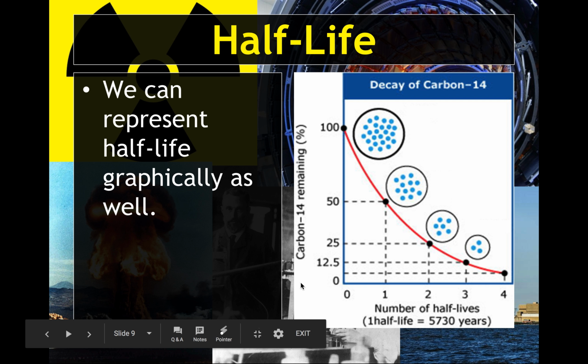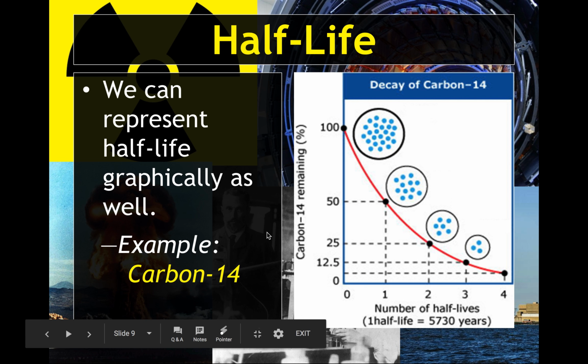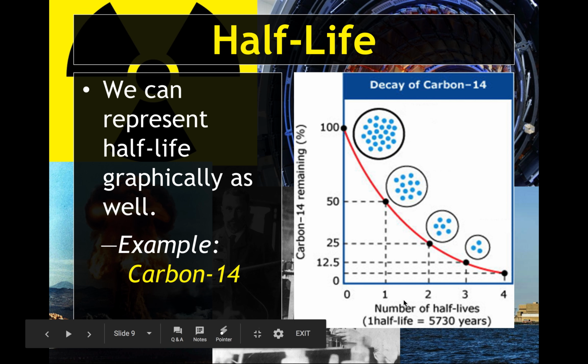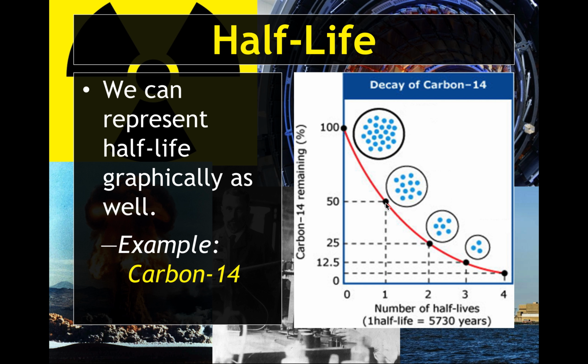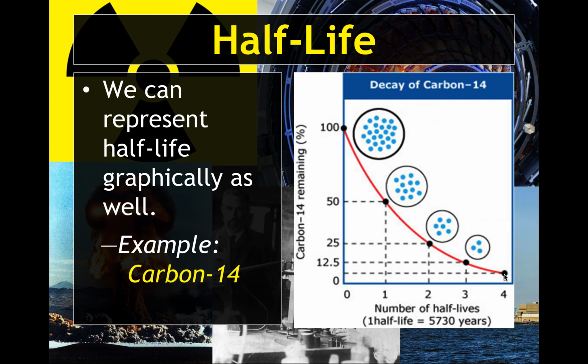We can represent half-life graphically as well. This is an example of carbon-14. If we're thinking at the start, we have 100% of carbon-14. Each half-life for carbon-14 is 5,730 years. After 1 half-life, we would have 50% of the radioactive element remaining. After the second half-life, we would have 25% remaining. After the third half-life, we would have 12.5%. And after the fourth half-life, we would have about 6.25% remaining.